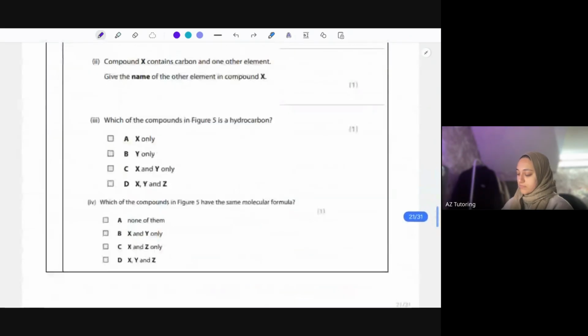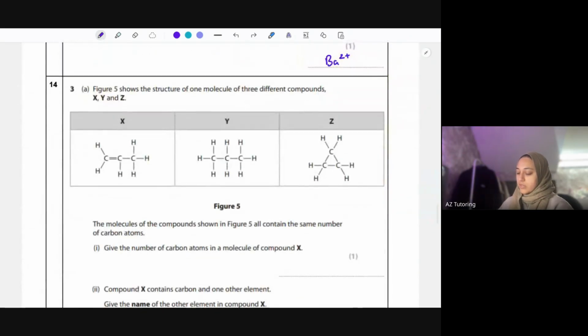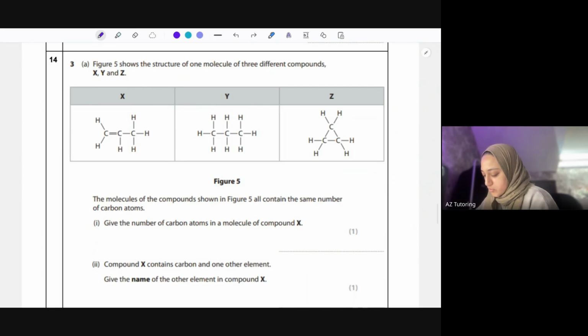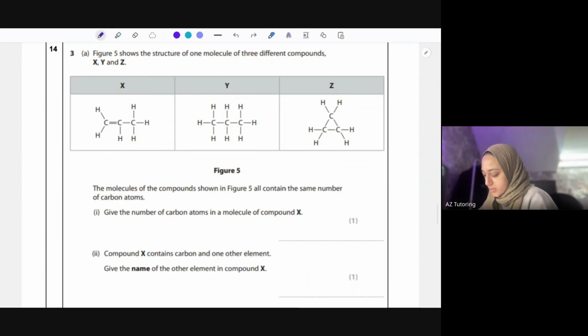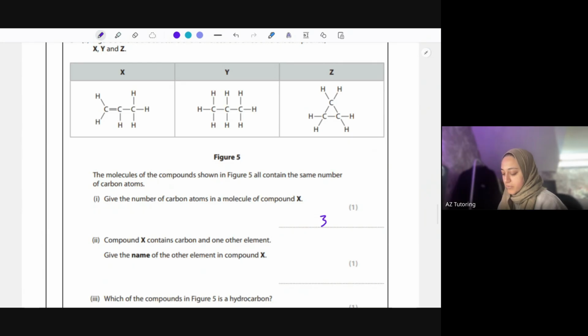Okay, let's go back to here. Okay, just going to go quite fast through the last few, just because of the time. Figure 5 shows the structure of one molecule of 3 different compounds. We've got X, Y, and Z. They're all hydrocarbons because they contain just hydrogen and carbon. The molecules of the compounds shown in figure 5 all contain the same number of carbon atoms, which you can see all of them have 3. Give the number of carbon atoms in a molecule of compound X. Well, there's just 3. 1, 2, 3. You're just counting it. Compound X contains carbon and one other element. Give the name of the other element in compound X. They're just hydrogen atoms.